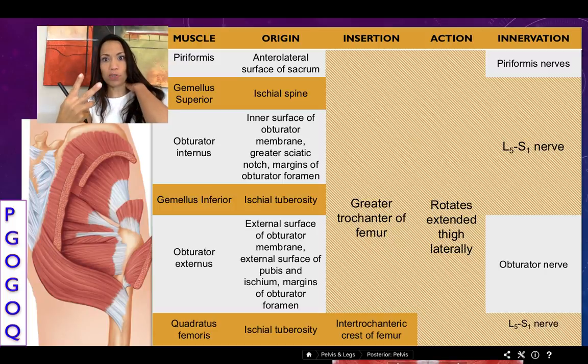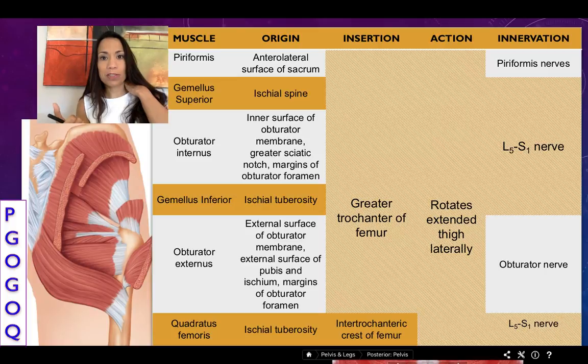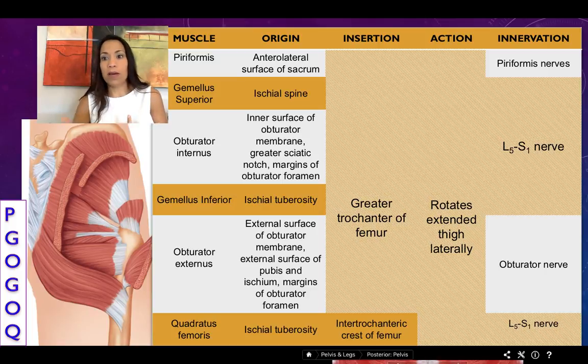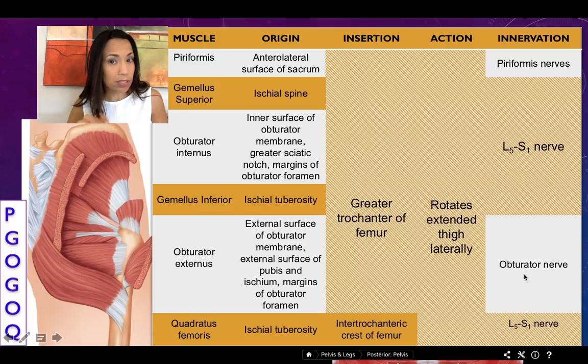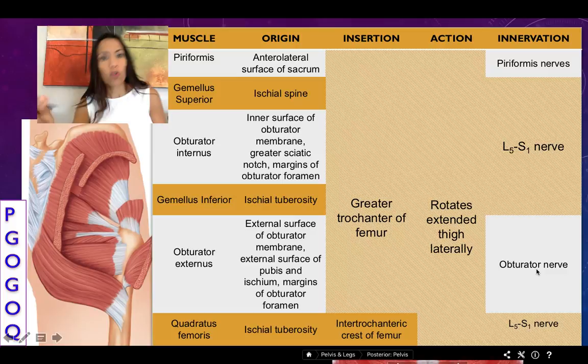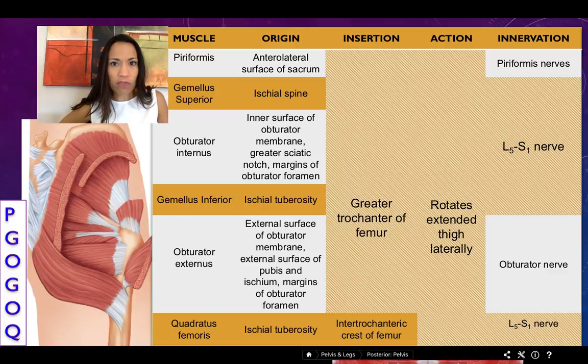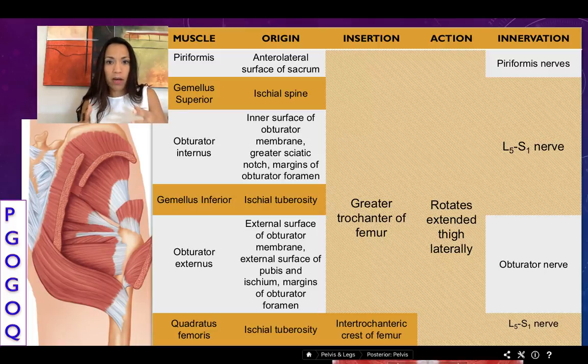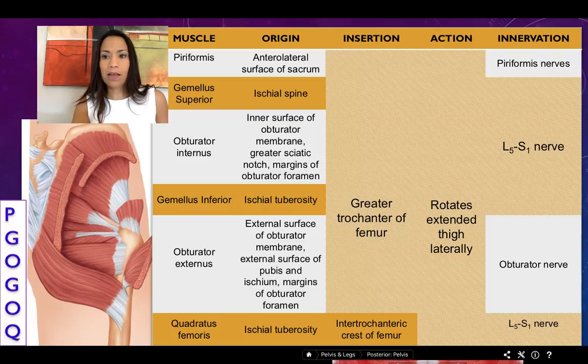We have 2 exceptions, and these muscles are monogrammed. Piriformis is innervated by the piriformis nerve, and the obturator externus, only the externus, is innervated by the obturator nerve. Remember that nerve? Innervating the medial compartment of your thigh, the adductor group of muscles of your thigh. That's regarding the innervation.